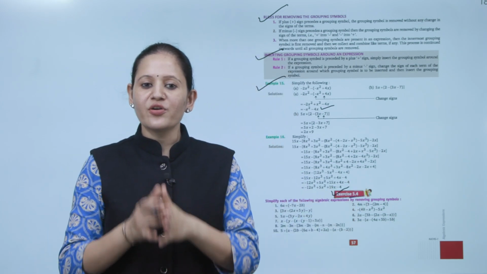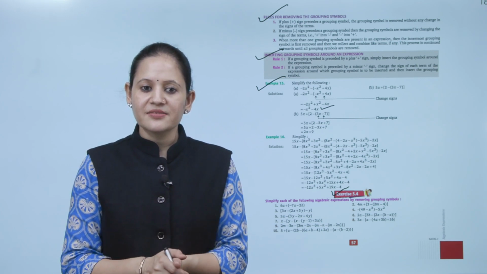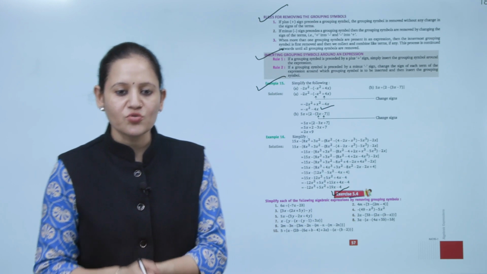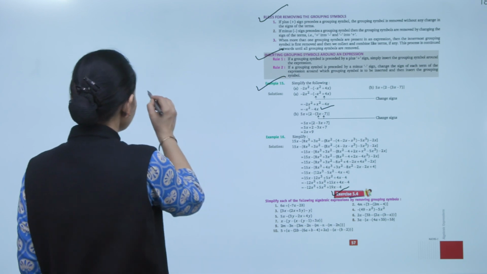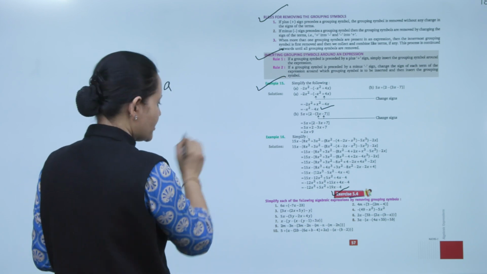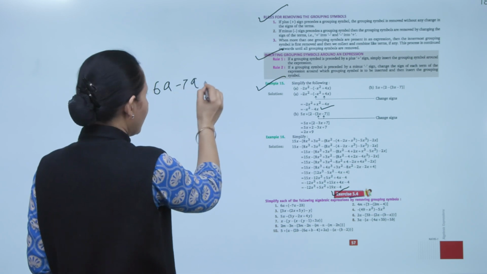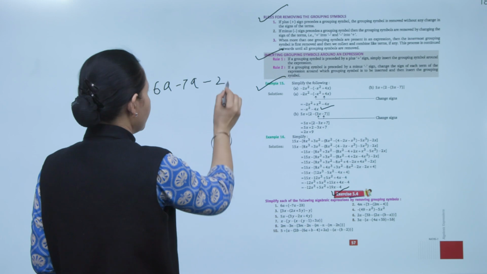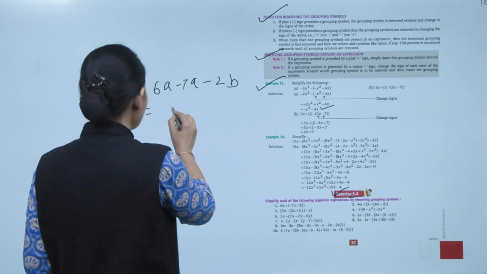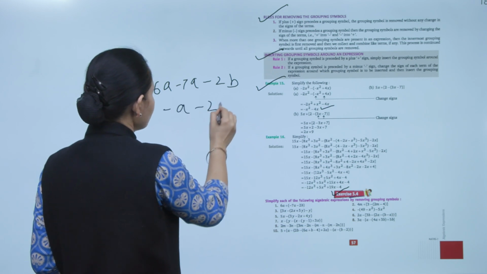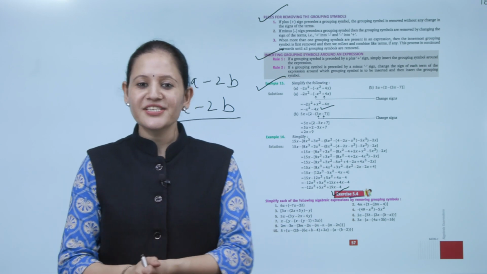Simplify each of the following algebraic expressions by removing the grouping symbol. 6a plus bracket minus 7a minus 2b. So outside the grouping symbol, what is there? A plus sign. So there is no change. So that is equal to 6a minus 7a minus 2b. So 6a and minus 7a, that is equal to minus a and minus 2b. Clear? Practice all the questions of this exercise.